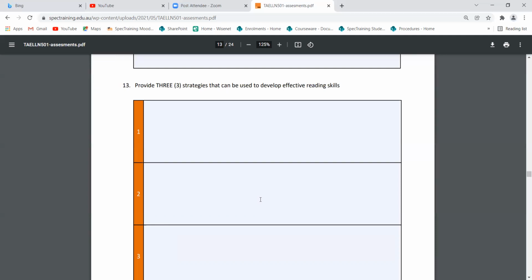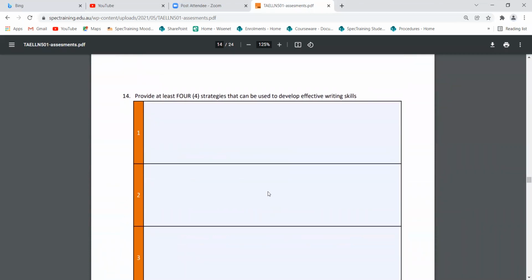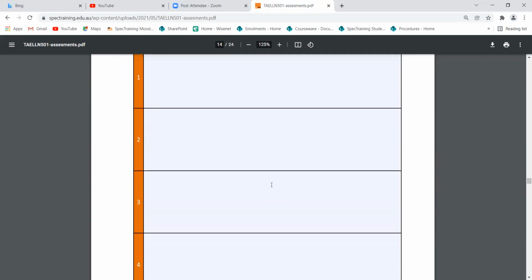This is one that you can Google. Okay, so literally go to Google and type in support strategies for reading skills and see what comes up. Okay. 14, provide at least 4 strategies that can be used to develop effective writing skills. Again, go to Google and type in support strategies for writing skills. Okay.